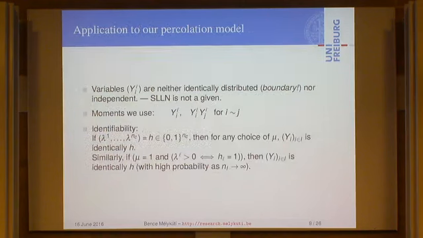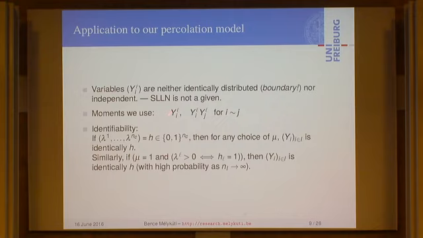And in my case, the problem is that my variables are neither identically distributed because of boundary effects. Vertices on the boundary have fewer neighbors than vertices in the middle. And they are not independent. So both of these assumptions of standard statistical methods are gone.